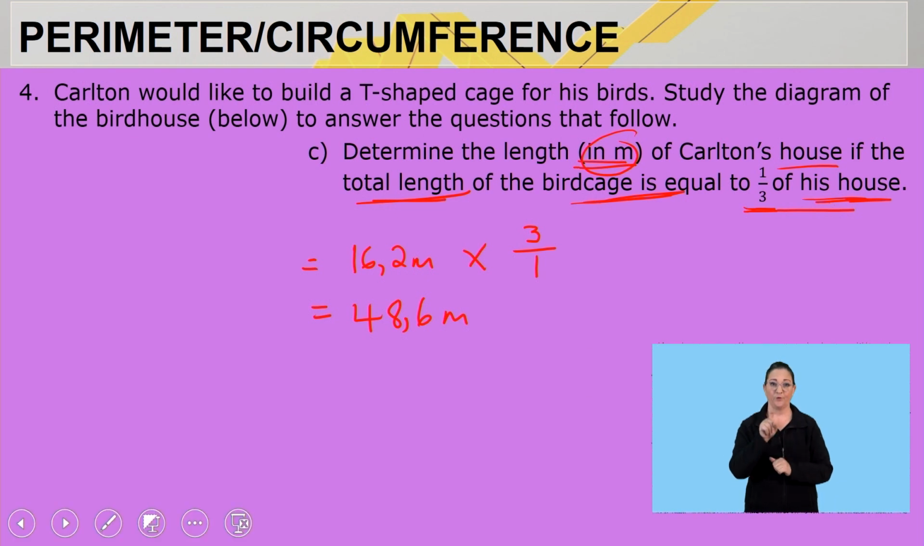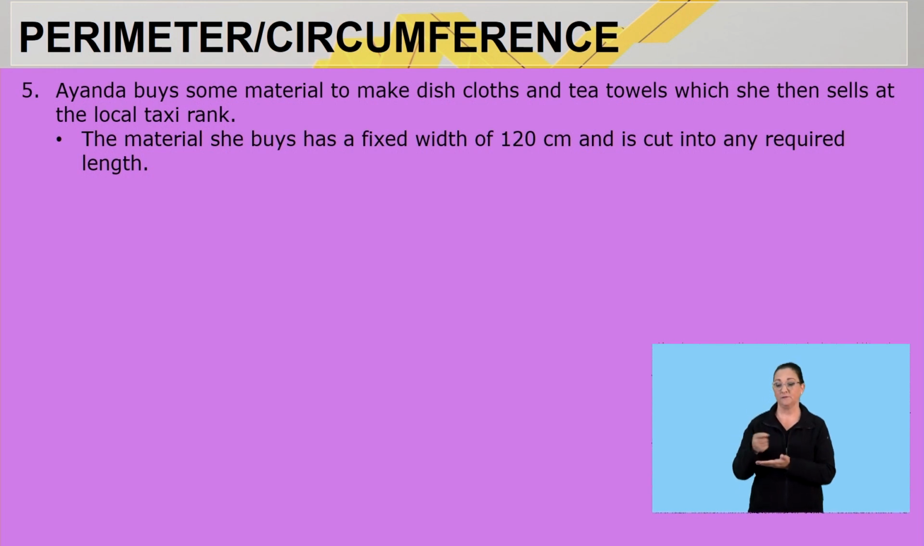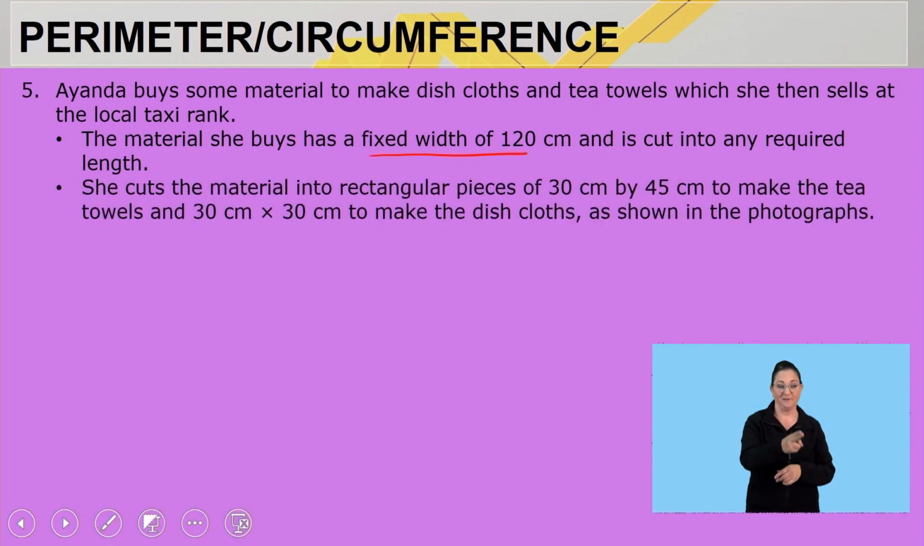Okay, guys, let us now move on to question number 5. Ayanda buys some material to make these dishcloths and tea towels, which she then sells at the local taxi rank. The material she buys has a fixed width of 120 centimeters and is then cut into any required length. What else is important here? She cuts the material into rectangular pieces of 30 by 45 centimeters to make the tea towels, and then 30 centimeters by 30 centimeters to make the dishcloths, as shown in the photographs.